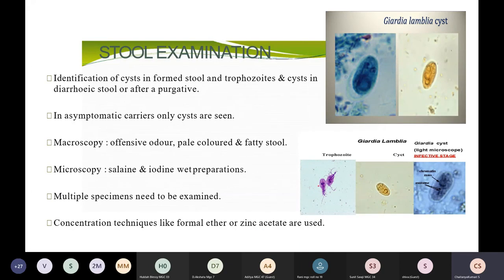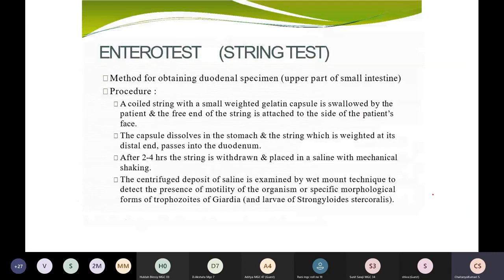Here, as I said, stool may contain the cyst. Sometimes it may contain the trophozoites. So you can see the trophozoites like this, and the cyst without staining, or by using the zinc acetate or iodine preparations. You can see this is like this. Is it clear? Shall we move on to the next test, students? Yes, ma'am.